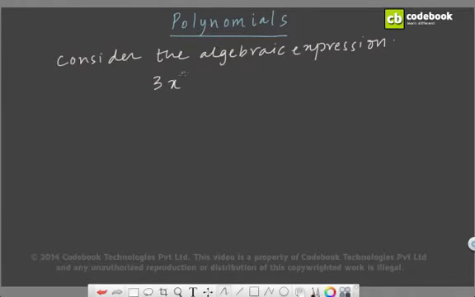In this lesson, we will learn about polynomials. To begin with, let us consider the algebraic expression 3x² + 4x + 5. If you observe closely, in this algebraic expression, there are three different parts, and each part that makes up this algebraic expression is called a term.